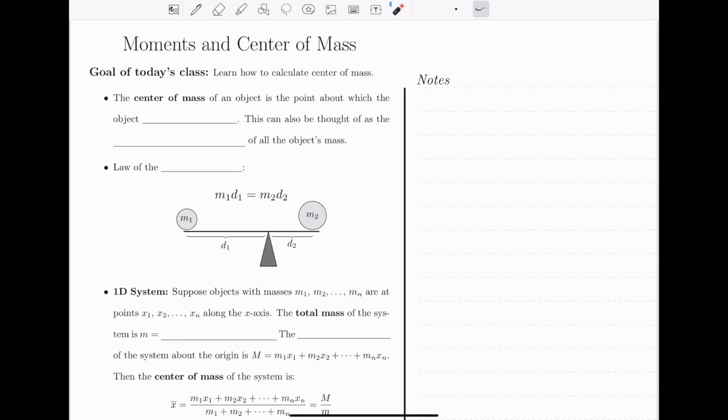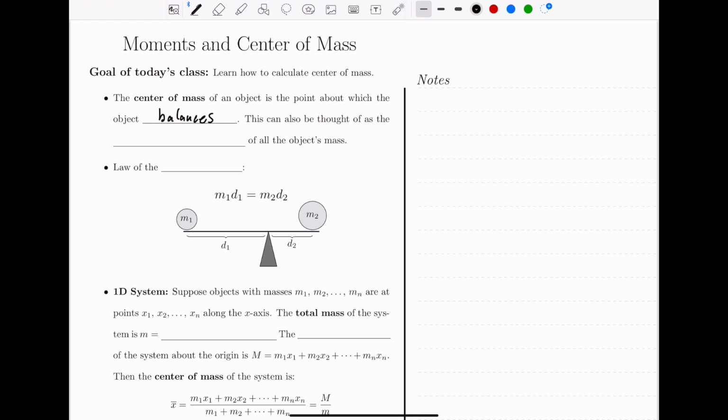Hello and welcome. In this section, we will learn about moments and center of mass and see how we can use integrals to calculate the center of mass of a two-dimensional object. First of all, let's talk about the concept of the center of mass. The center of mass of an object is the point about which the object balances.